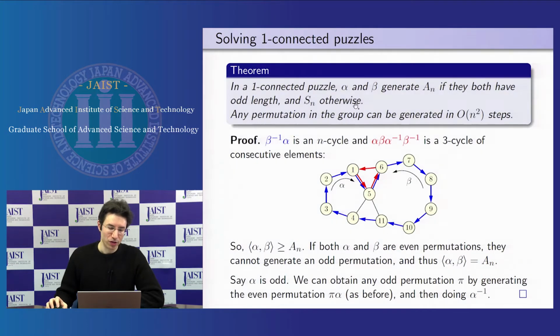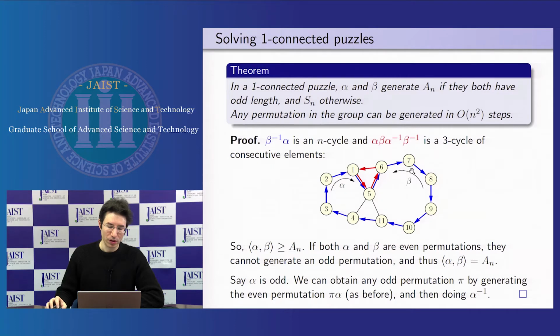Now let's apply this idea to our 1-connected puzzle. We can prove that we can generate all of An if both cycles have odd length and Sn otherwise. So the space is very, very big. We can generate almost all configurations in O(n squared) steps.